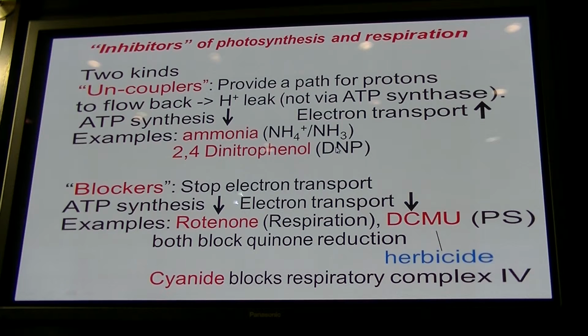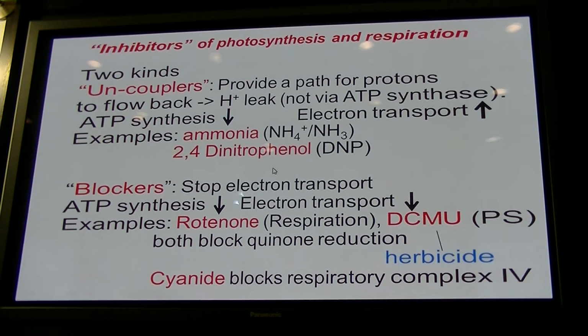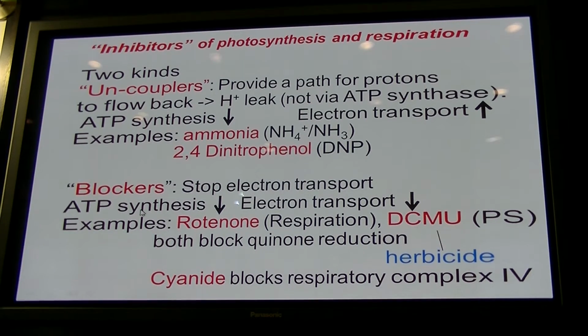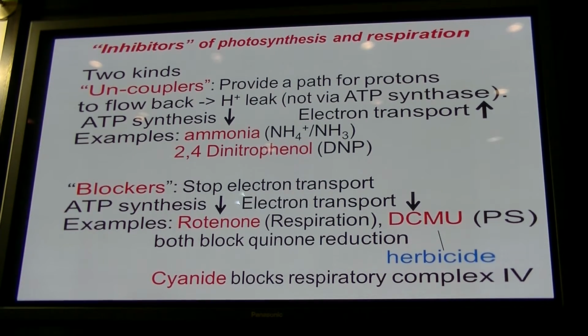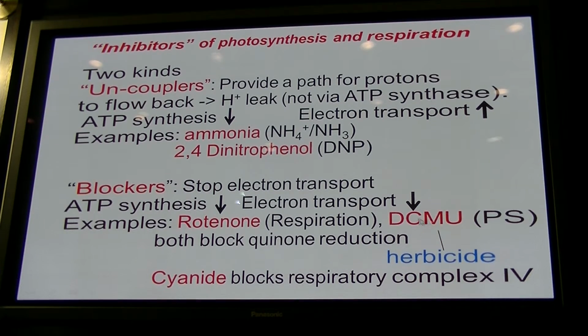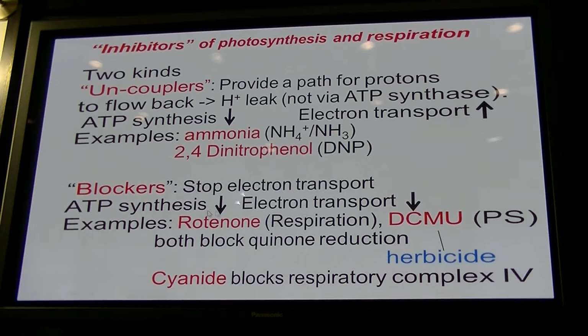Dinitrophenol is an uncoupler. Okay, we have blockers. In the case of the mitochondrion, rotenone is an example. It blocks the reduction of ubiquinone. In the chloroplast, DCMU is a molecule that looks like a quinone. It binds to photosystem 2, and it blocks the reduction of plastoquinone. Therefore, this blocks the electron transport chain. We are not getting ATP synthesis because we're not having electron transport at all.